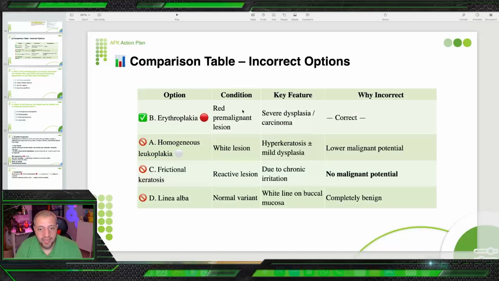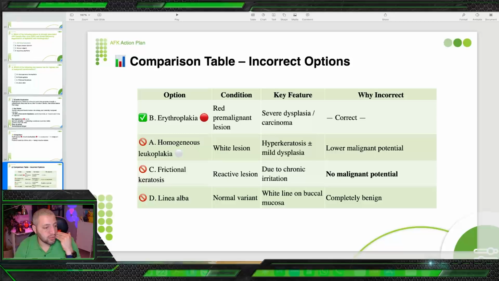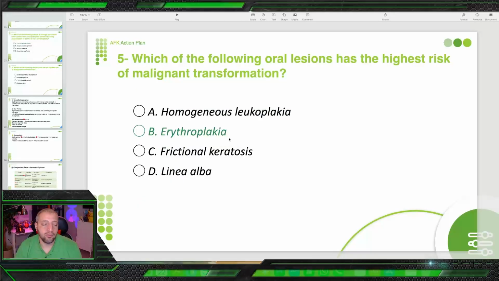So erythroplakia is a red pre-malignant lesion. Homogeneous leukoplakia is white, with hyperkeratosis. Yes, it has potential. Don't understand from what I'm saying that it has no potential. It has, but compared to this one, this one has higher malignant transformation potential. Frictional keratosis is a reactive lesion from chronic irritation, with no malignant transformation. Linea alba is a normal variant, a white line on the buccal mucosa at the level of occlusion. So the answer here is erythroplakia.